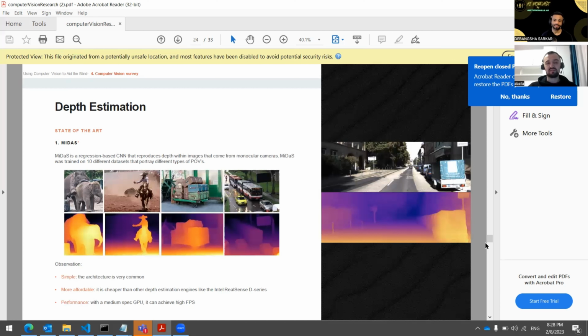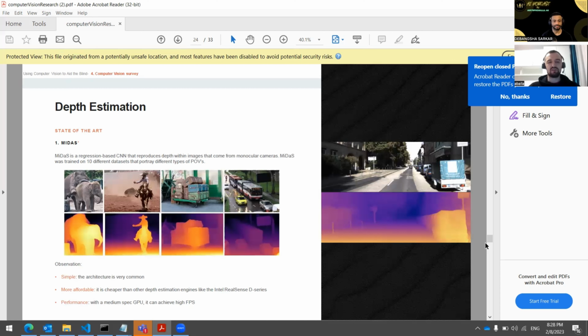Yeah, exactly. The problem is that monocular methods are not that efficient. I mean, they are efficient, but they're not so accurate as a stereo camera would be, but if you don't have the means to do it, it's a good compromise. Yeah, you're just working with the ideas basically. What I wanted to say here is that what I worked with is called MiDaS, and MiDaS is basically a CNN that is based on regression, and it reproduces depth within images that come from monocular cameras.